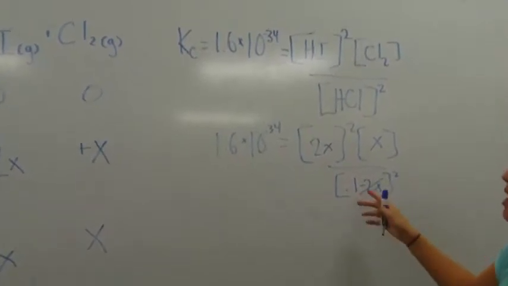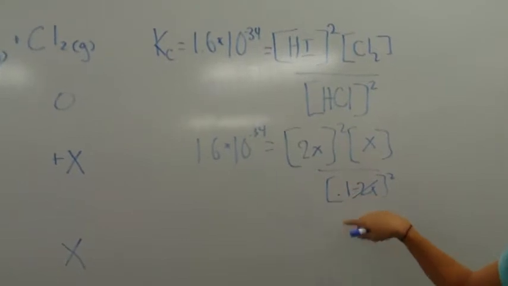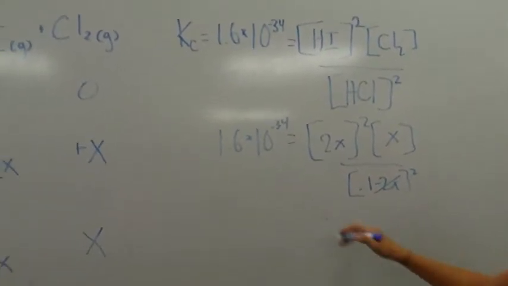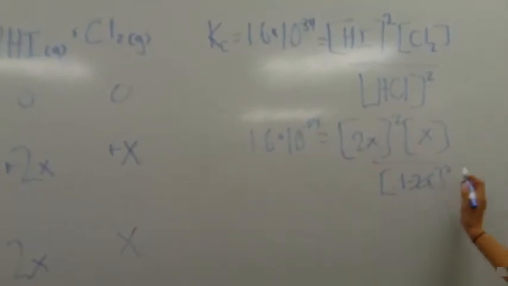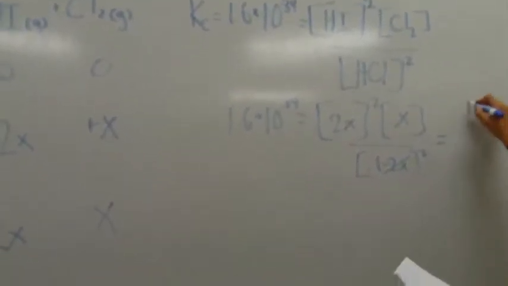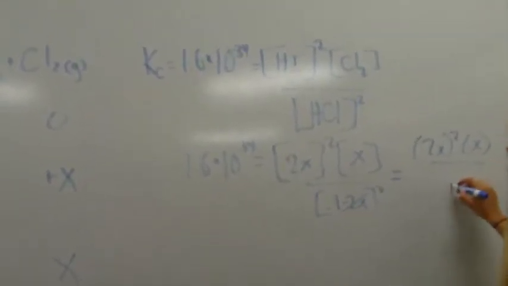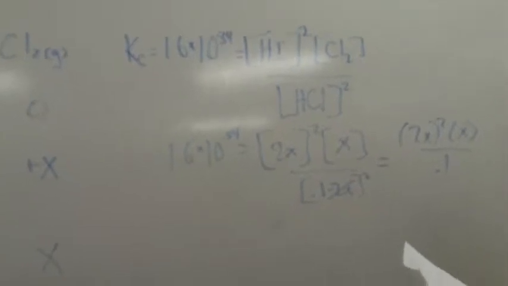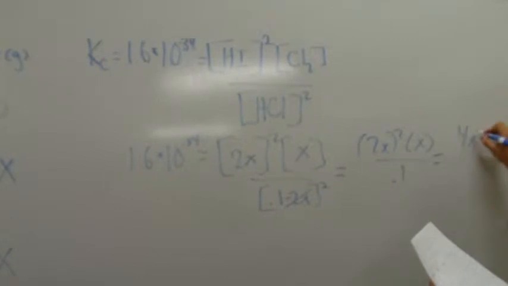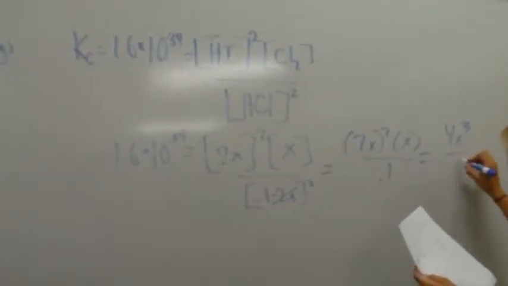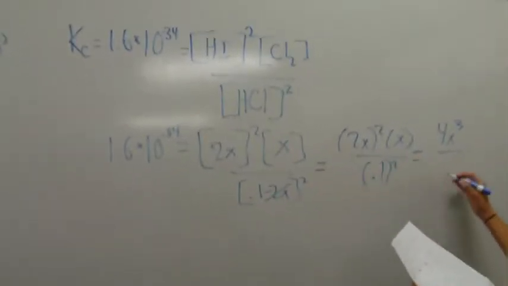And in the end, even if we were to work it out like this, it would end up rounding back to 0.1 anyways with our significant figures. We can only do that when we have a really, really small Kc. So we're just going to act like that's not there, and we're going to end up with 2x squared times x over 0.1. So basically, we end up with 4x cubed over 0.1 squared. I just squared that: 0.01.